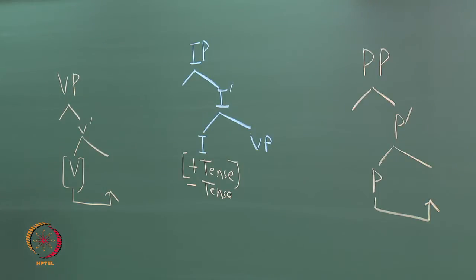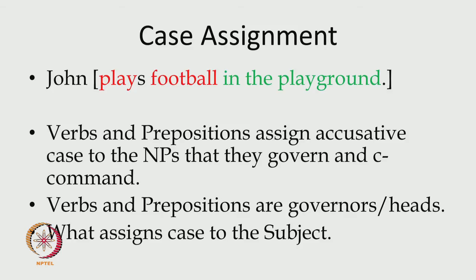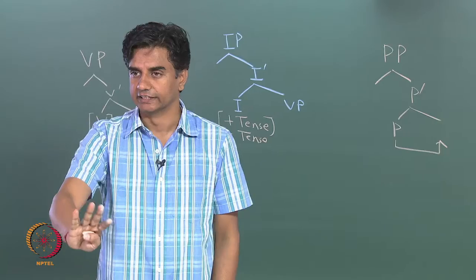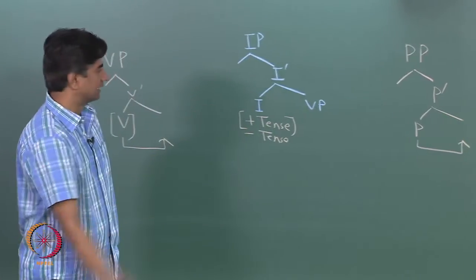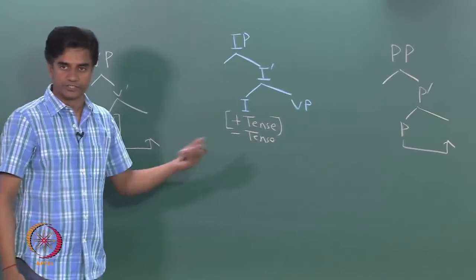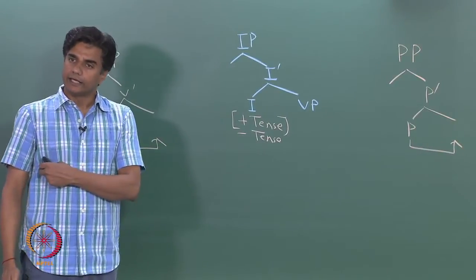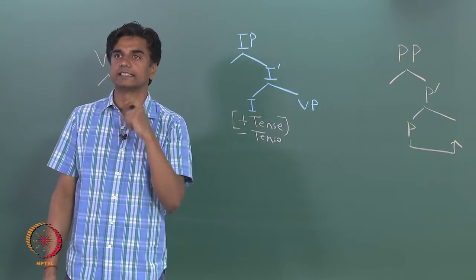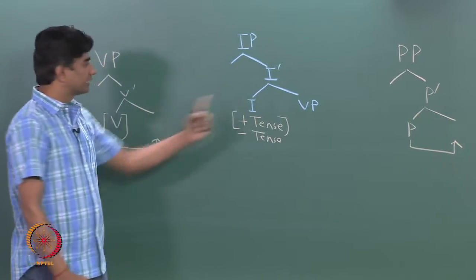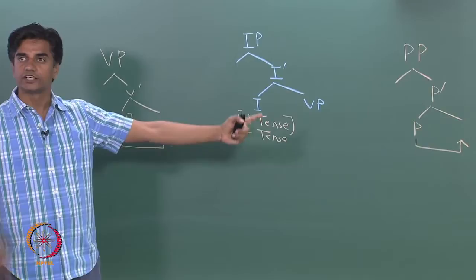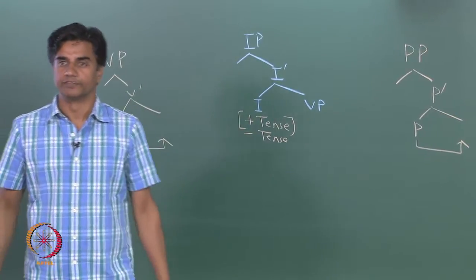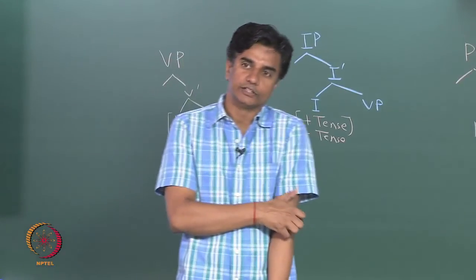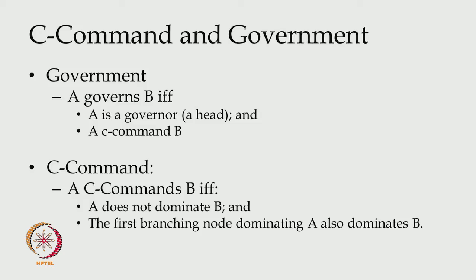And, okay, we answer the last question, what assigns case to the subject, a little later, okay? Let's first look at verbs and prepositions. And before that, we need to look at the notion of government and C command. We are trying to say, look at all the structures that are in front of you and try and understand the notion of government. Notion of government first and then the notion of C command. Not very complicated, these are the new terms. Probably you are listening to these terms for the first time. Am I right?